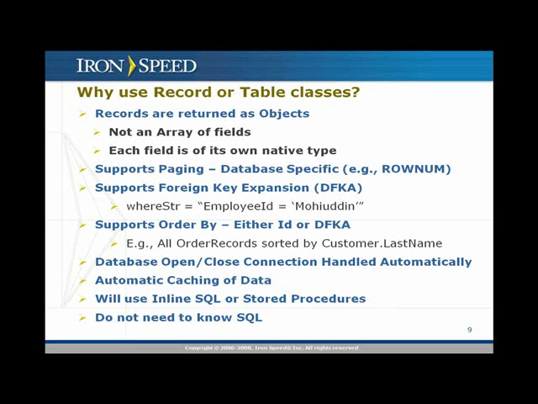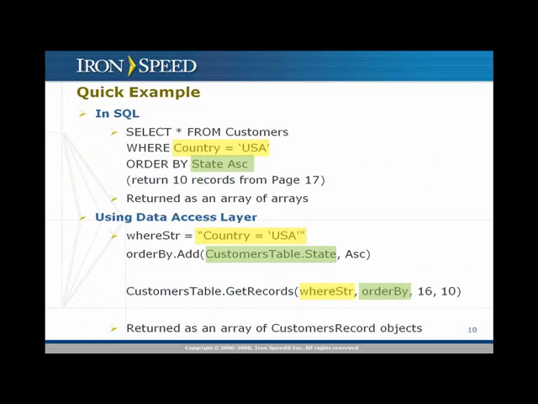So just as a quick example, and then we'll switch over to a sample application and try to do some code customizations there. As an example, if you have something like a select star from customers where country equal to USA, order by state ascending, and return 10 records from page 17. Normally if you were to do that, you would get an array of arrays.